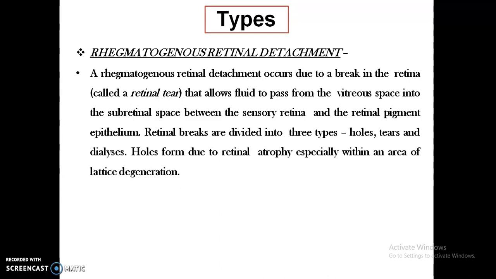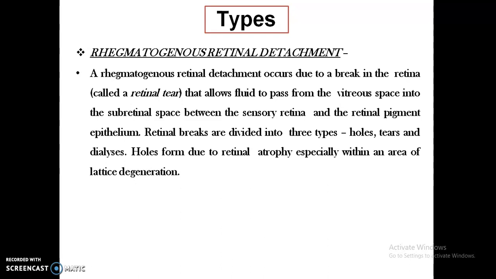The rhegmatogenous retinal detachment occurs due to a break in the retina, called a retinal tear, that allows the fluid to pass from the vitreous space into the subretinal space between the sensory retina and the retinal pigment epithelium. So it's clear that once there is a tear in the retina, that allows the fluid to pass from the vitreous space into the subretinal space between the sensory retina and the retinal pigment epithelium.